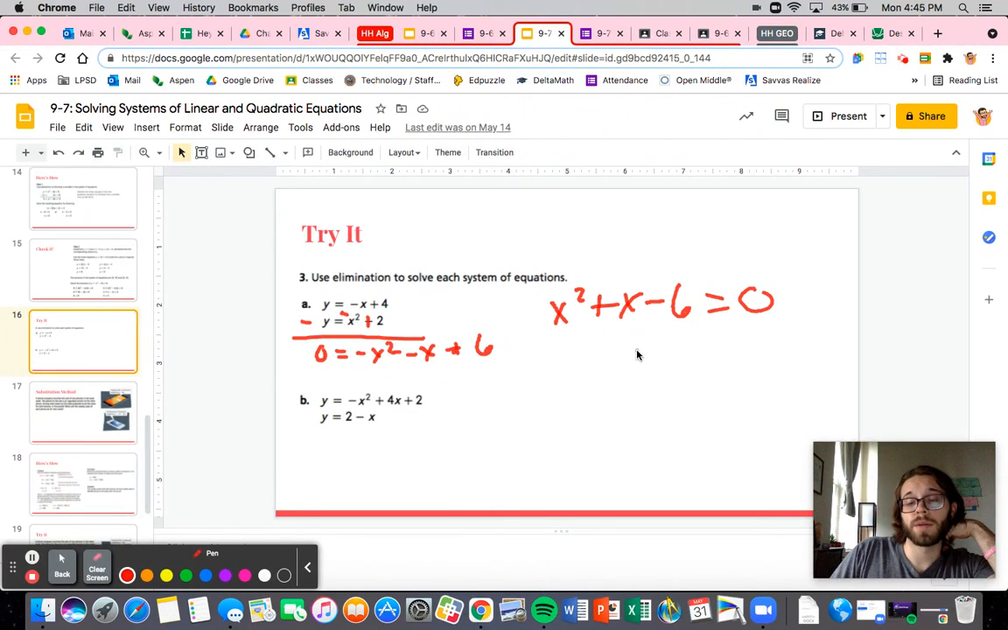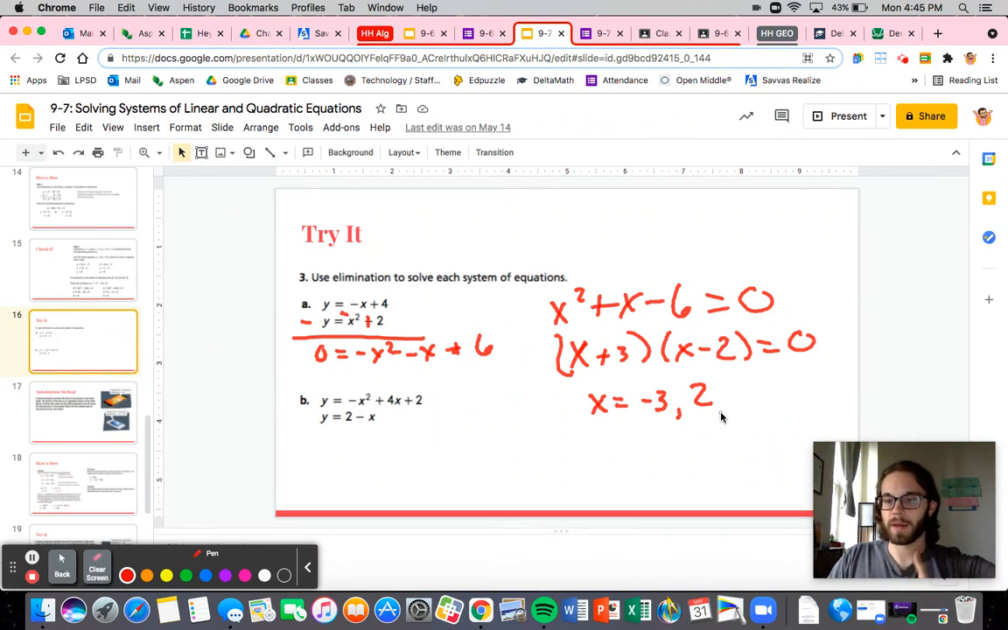Okay, so now I'm in this situation, so I need, what is this? Plus 3, x minus 2 equals 0. So I'm going to then solve. I get x equals negative 3 and 2. And there you have it.